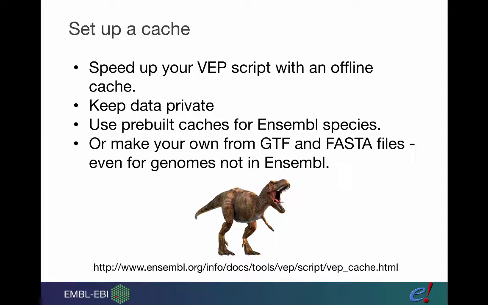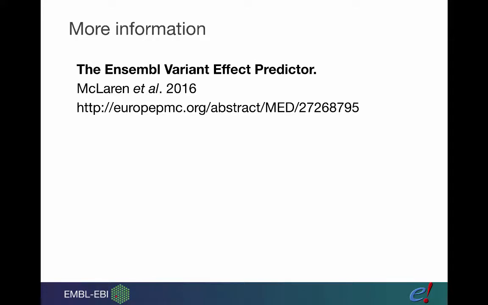The advantage of the caches, as well as speeding it up, is they help keep your data private. There are pre-built caches available for Ensembl species, but if you're working with something that's not in Ensembl, you can make your own if you've got GTF and FASTA files. So even if you're working with something like a T-Rex, you can still run the VEP with it. There is a paper on the variant effect predictor by Will McLaren from 2016 if you would like to learn more about it, and if you use it, please do cite that paper.